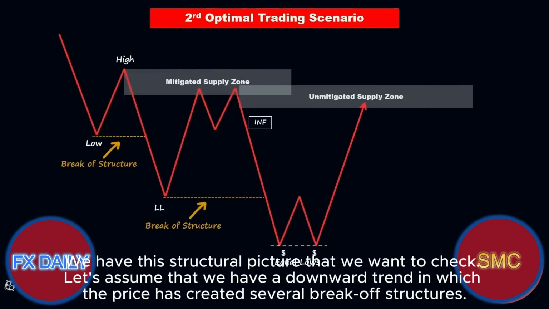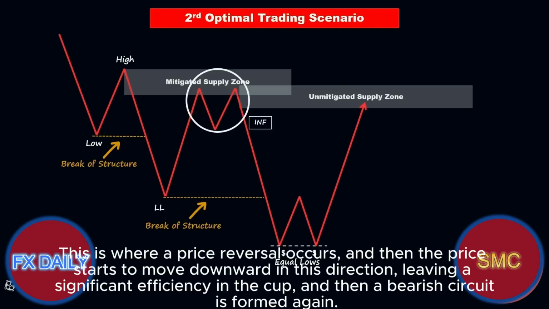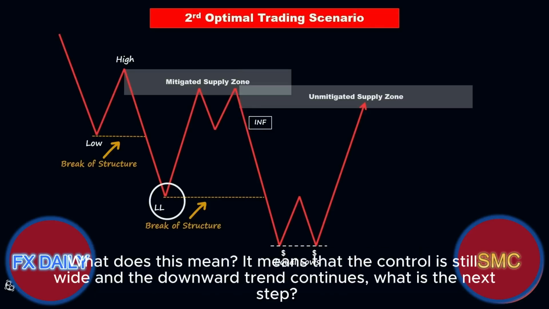We have this structural picture that we want to check. Let's assume that we have a downward trend in which the price has created several breaks of structure. After the price closes a break of structure and creates a supply in this area, it returns to the same price and touches that area. This is where a price reversal occurs, and then the price starts to move downward in this direction, leaving a significant inefficiency in the chart, and then a bearish break of structure is formed again. What does this mean? It means that the control is still with the sellers and the downward trend continues.